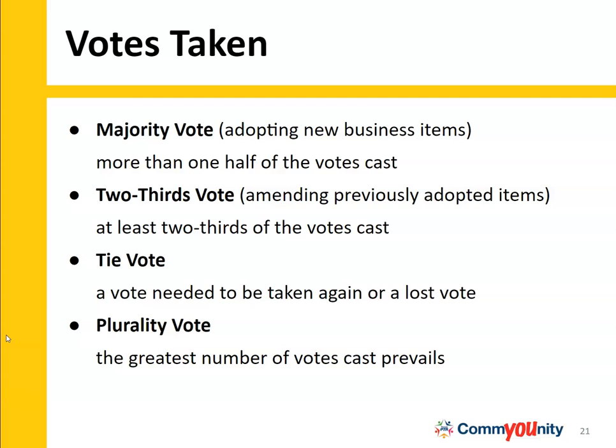A plurality vote is usually designated in the bylaws. For example, in PTA, the nominating committee is elected by plurality vote. A plurality vote is used when 3 or more choices are possible, and the candidate or proposition receiving the largest number of votes achieves a plurality. It is not based on percentage, but the actual number of votes.